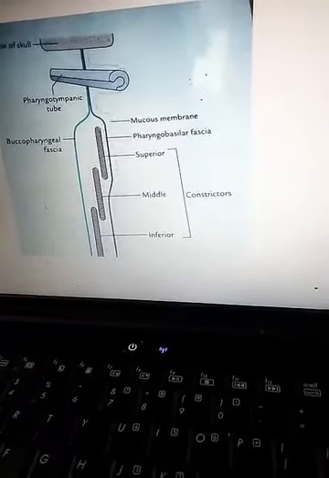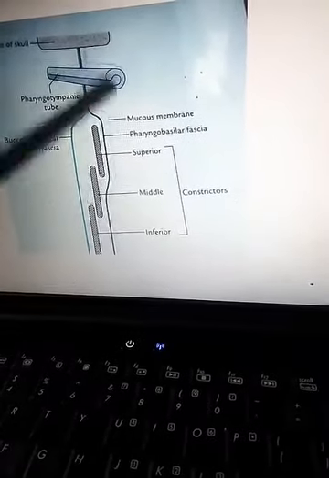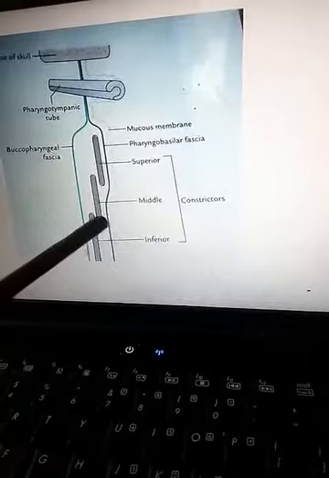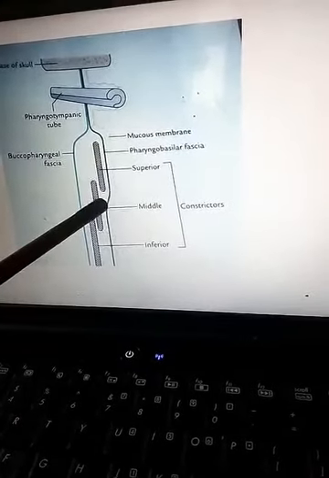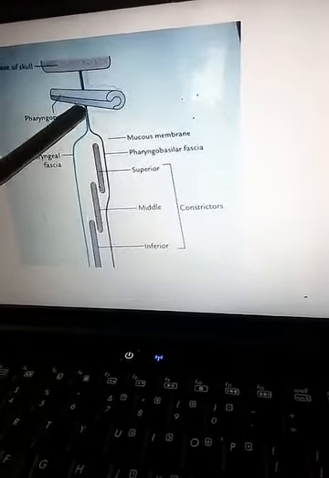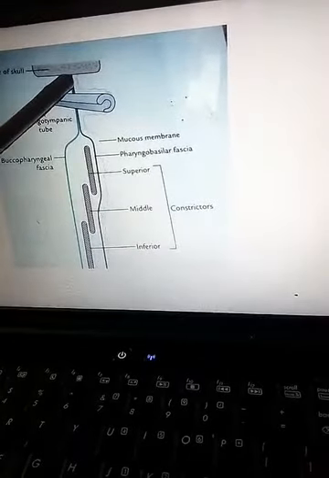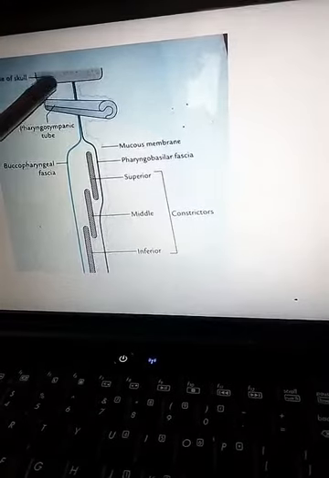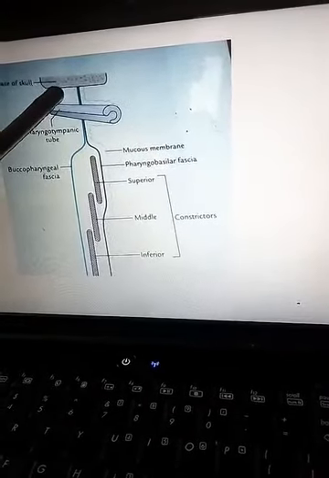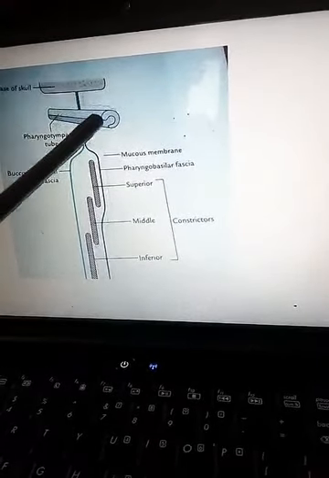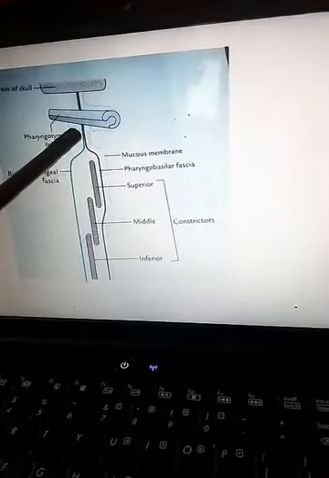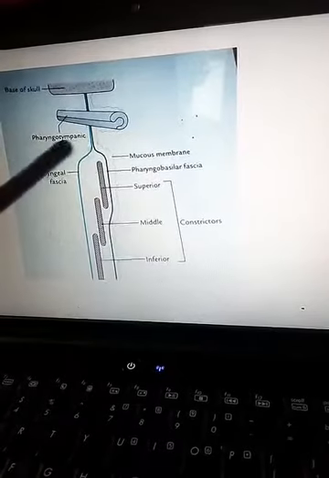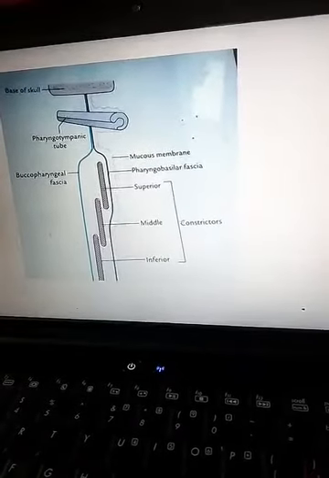Now, pharyngobasilar fascia is a fibrous thickening of submucosa. It lines the muscular coat and is thick near the base of the skull. The pharyngobasilar fascia is thickest in the upper part, where it fills the gap between the upper part of the superior constrictor and the base of the skull, and posteriorly it forms the pharyngeal raphe.